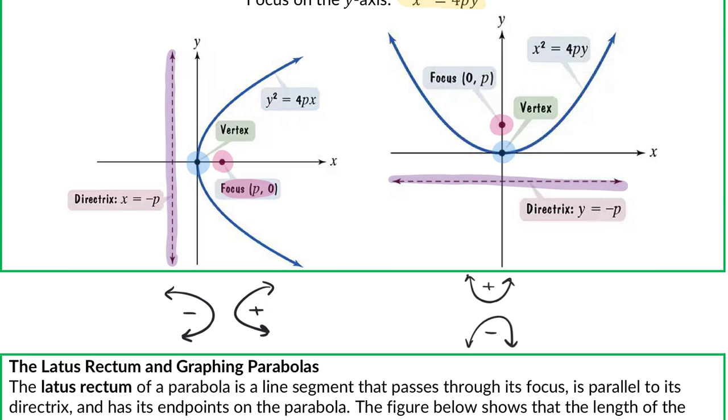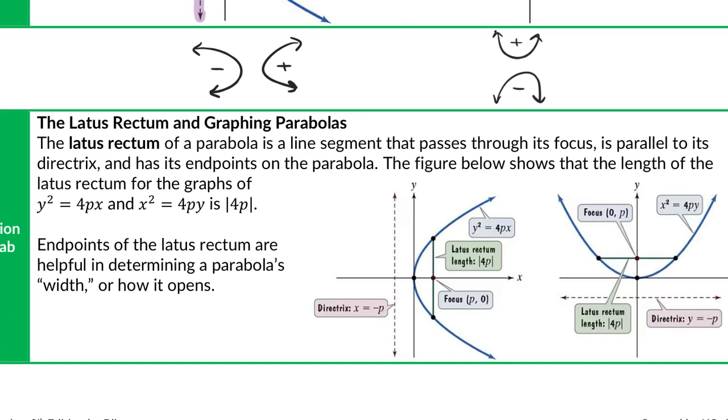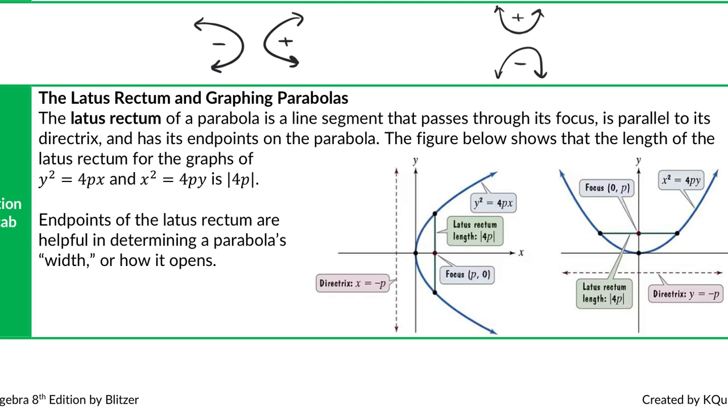So in the same way this happened, left and right, up and down, for parabolas when we learned about quadratics, all of that stuff is still here. We have a vertex, a focus, a directrix. Way simpler equation to work with. The last thing we're going to use that helps us graph these functions is the latus rectum. The latus rectum of a parabola is the line segment that passes through the focus and is parallel to the directrix and has its endpoints on the parabola.